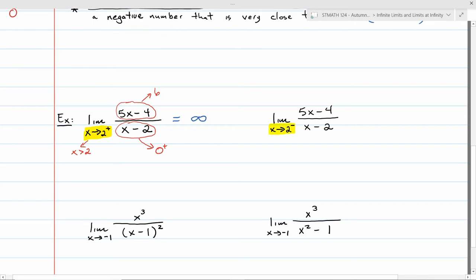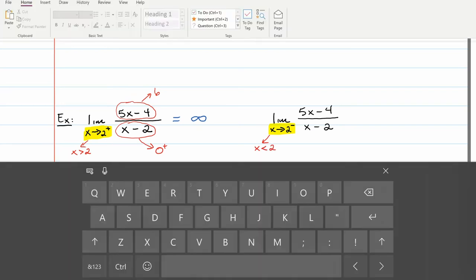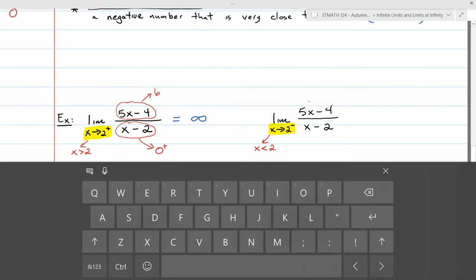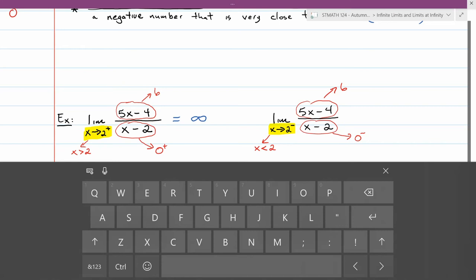Here, unlike the last one we did on the right, x is going to 2 on the left, and that means your x's are less than 2. So your numerator is going to 6. 5 times 2 minus 4 is 6 again. But the denominator is still going to 0, and because the values of x that you're putting in are a little bit less than 2, think like 1.9 or something like that, the denominator is going to be negative for those values of x. So now we're taking 6 and dividing it by something that's getting close to 0 and negative. So we're going to get negative infinity on this one.